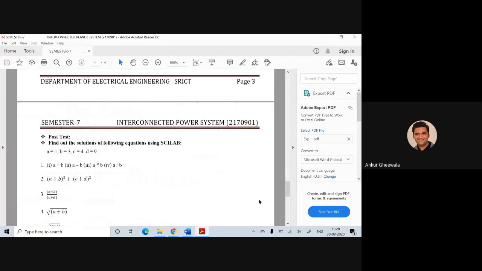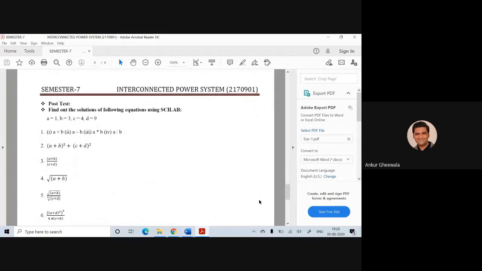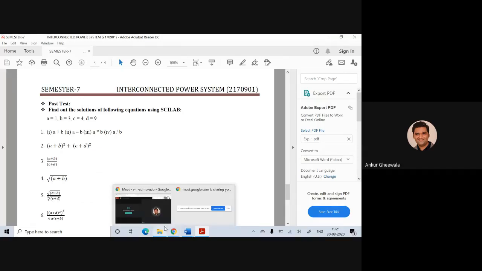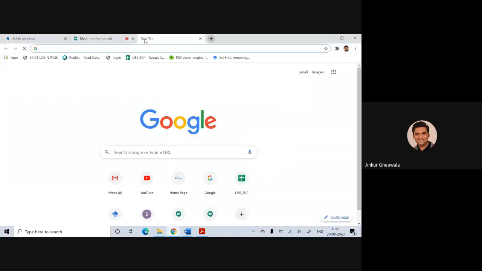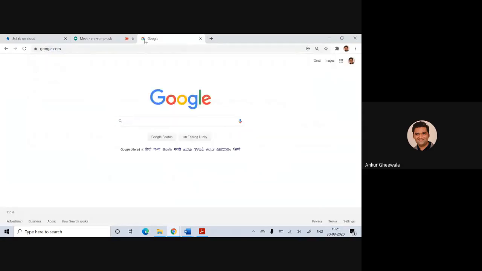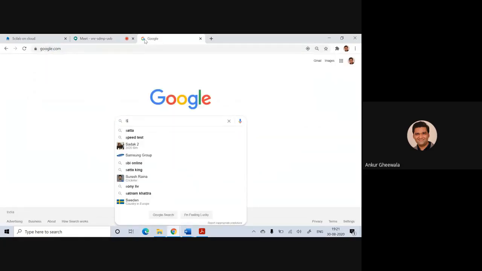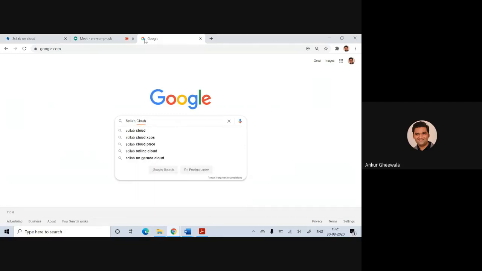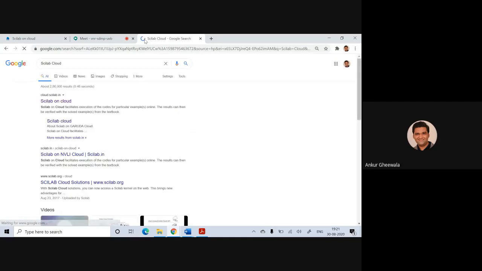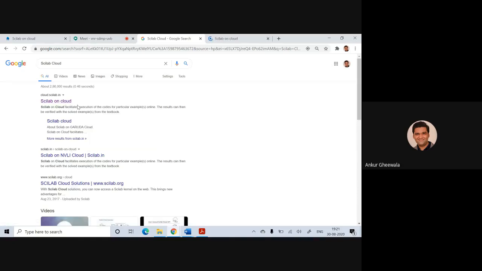Let's start with the given problem. First of all, how will Scilab be started? Let's start with it. First of all, open Google, then write down Scilab Cloud. All these things you can do on mobile using the Chrome browser or any other browser. So Scilab on cloud, click on it and open it.